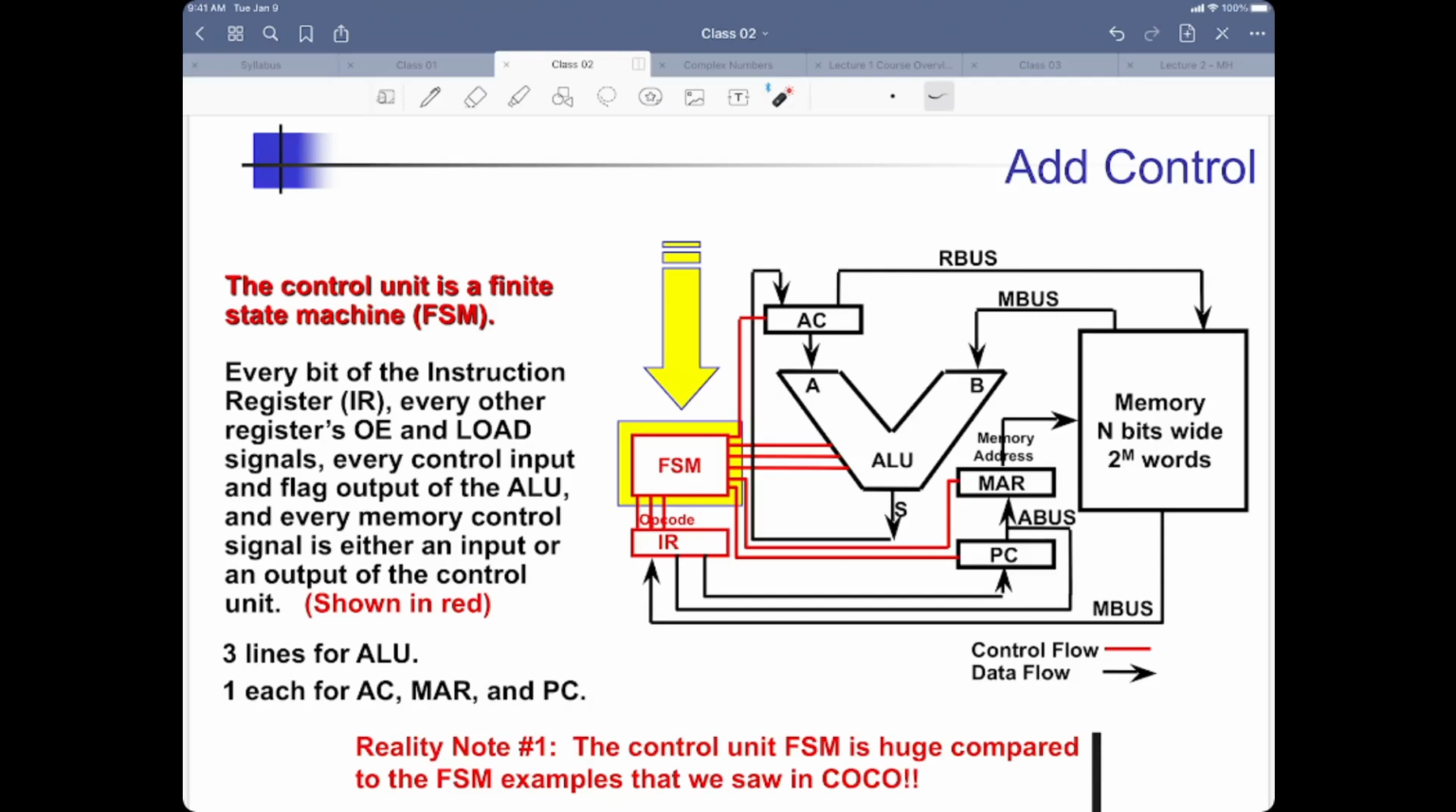Is everybody sort of clear about the main ideas here? Control unit, what is it being used for? And then the data path, what is it being used for? Things are okay there? All right.